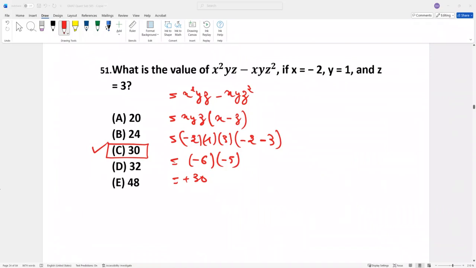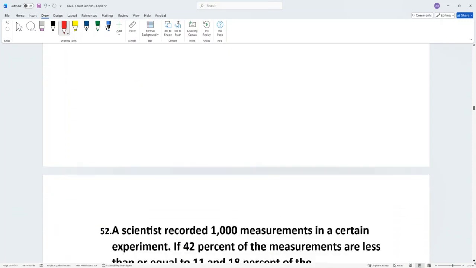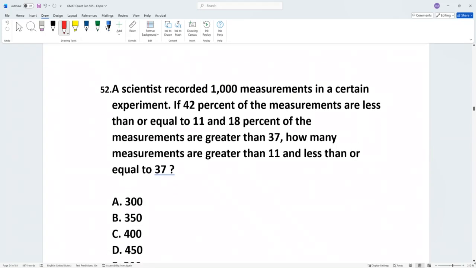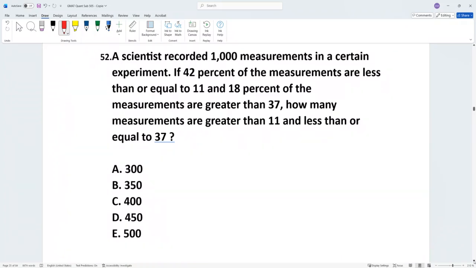Yeah, so moving on to question number 52. A scientist recorded 1,000 measurements in a certain experiment. If 42% of the measurements are less than or equal to 11, and 18% of the measurements are greater than 37, how many measurements are greater than 11 and less than or equal to 37?